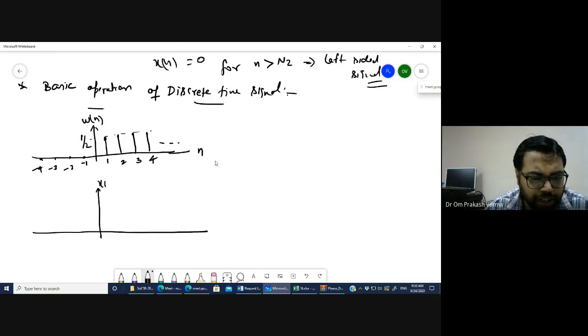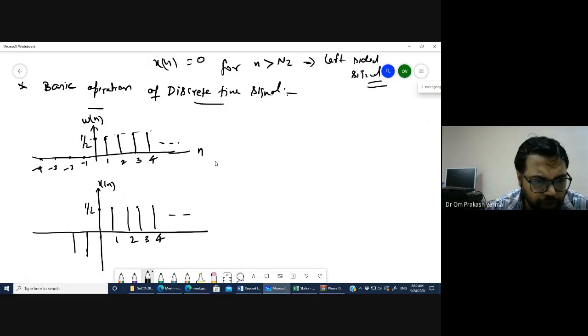and this x[n] again has the magnitude 1/2, from 1, 2, 3, and 4. And let's say this is -1, -2, -3, -4, and so on like this. So this is the x[n], and this is the w[n].